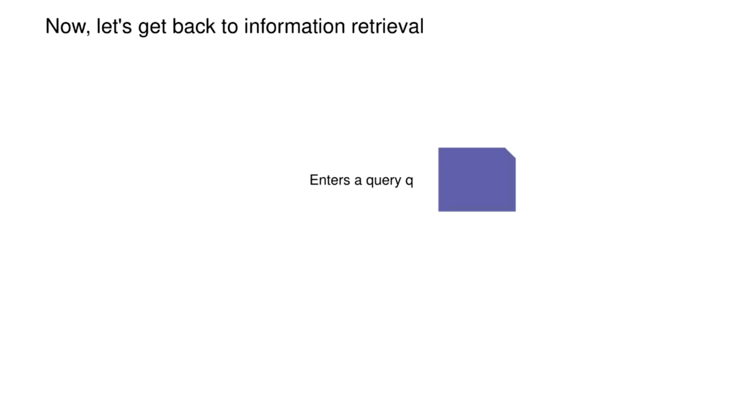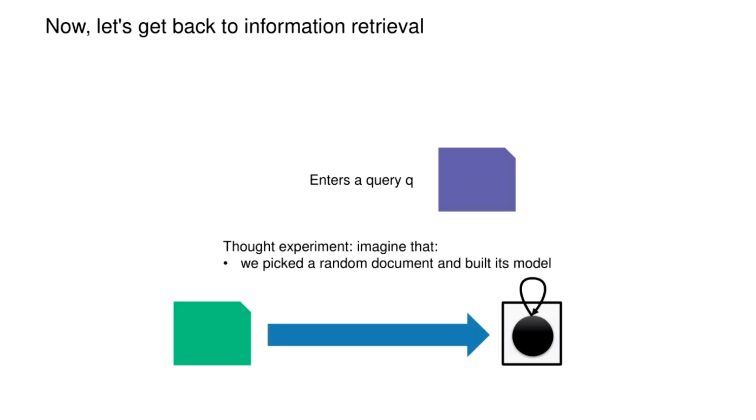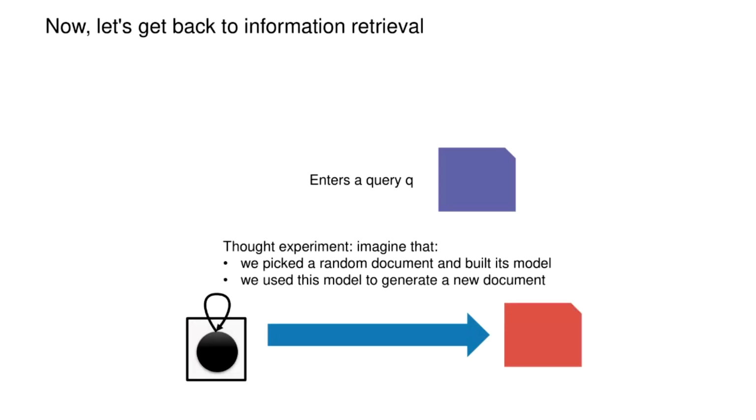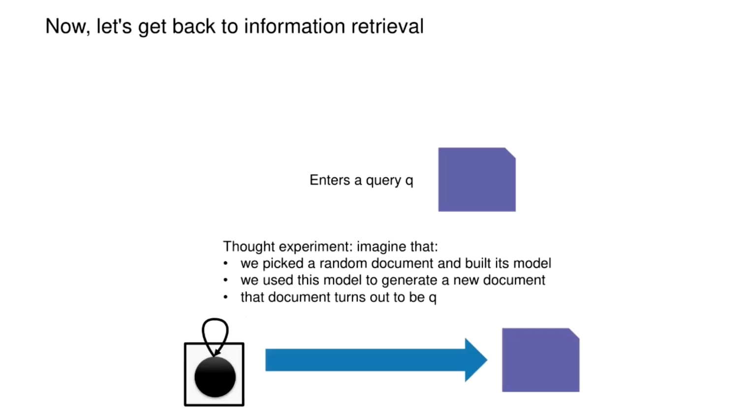The user just wrote a query in the website, in the query box. They wrote a query that I'm going to call Q. Now, imagine for a thought experiment that we picked a document at random. In the library, there's billions of documents. I picked one at random, uniformly, and I built its model. And I generated a document out of this model. And now you won't believe it, but what I generated turns out to be Q. I was lucky, I just randomly generated Q.